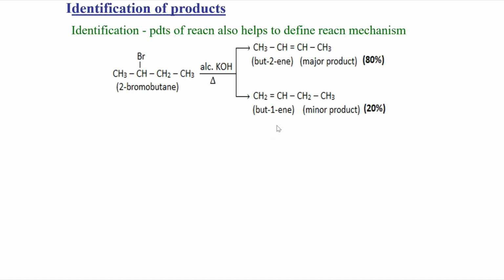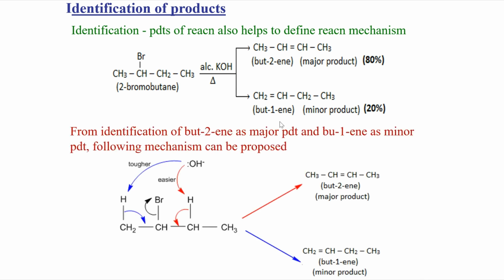Which type of product is formed? When I take 2-bromobutane and treat it with alcoholic potassium hydroxide, I get 2-butene and 1-butene, and 2-butene is the major product, formed in 80% concentration. 1-butene is the minor product. Based on the amount of product formed, we can determine the mechanism of the reaction and propose the mechanism.